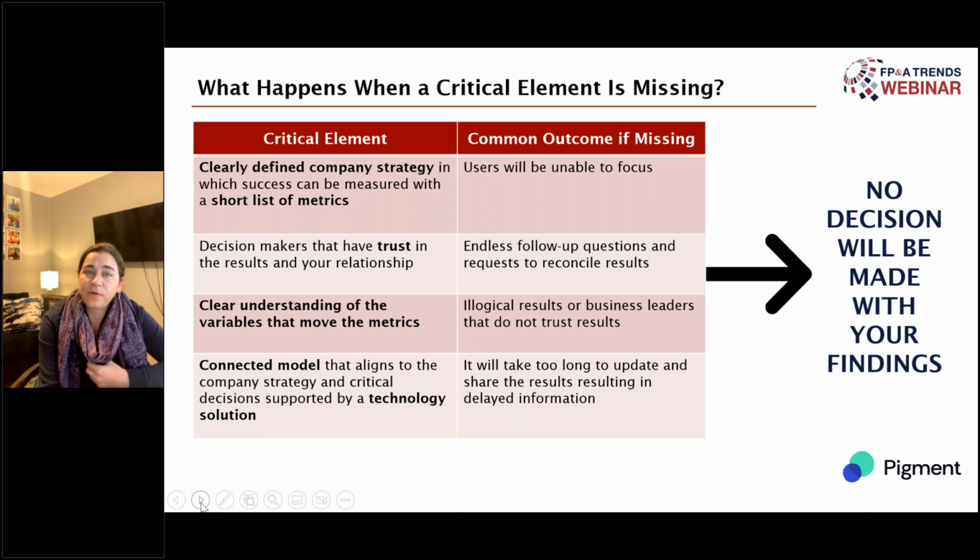Without a connected model that's supported by a fit-for-purpose technology solution, you're not going to be able to deliver the results or the insights fast enough for them to be used in decision-making. So missing any one of these critical elements basically results in insights that aren't actually used for decision-making, which is a real problem. That's the ultimate purpose of what we're doing here.